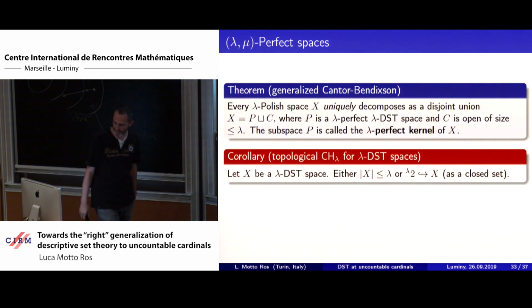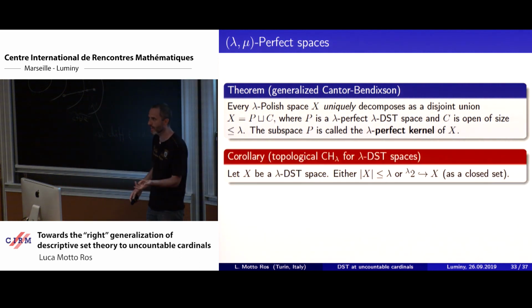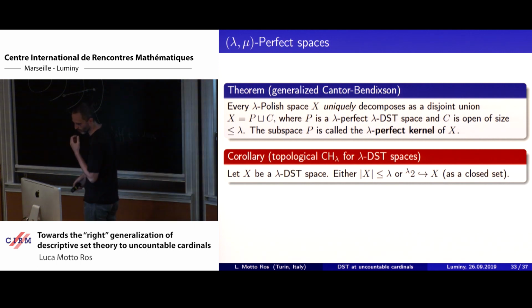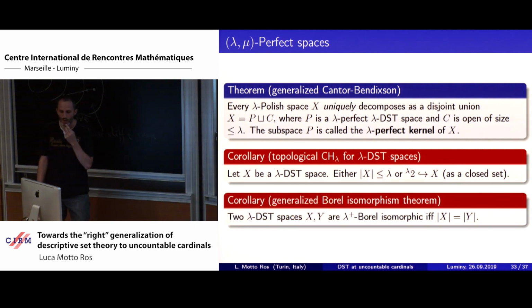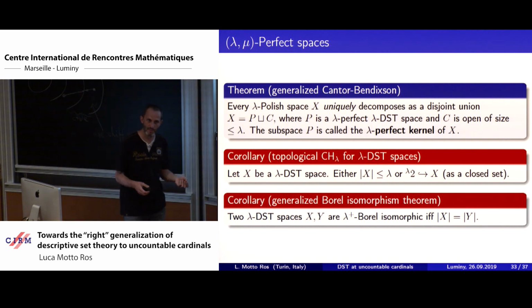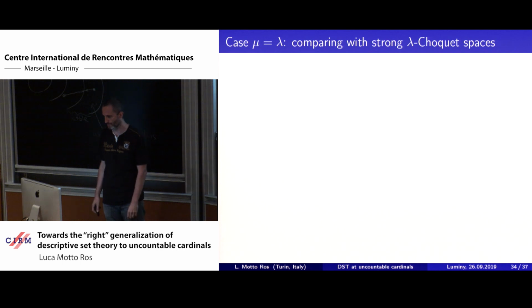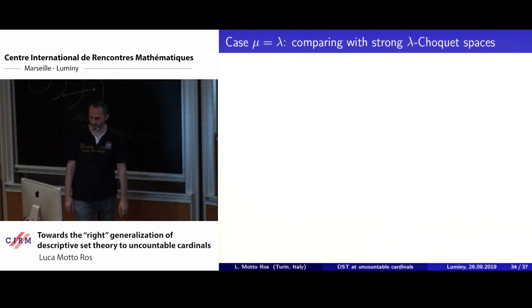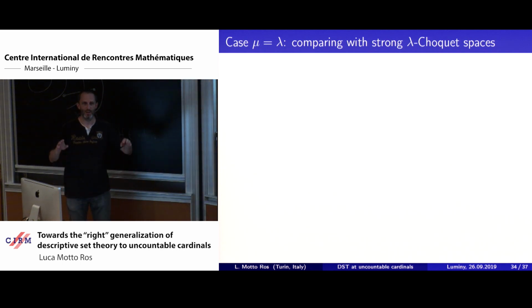And therefore you get topological CH for this class of spaces, even if they are small, or you can embed the Cantor space. You have the Borel isomorphism theorem. They are all isomorphic provided they have the same size, and you can go on. So, in the last minutes, this is what we have so far. There is more to be done.